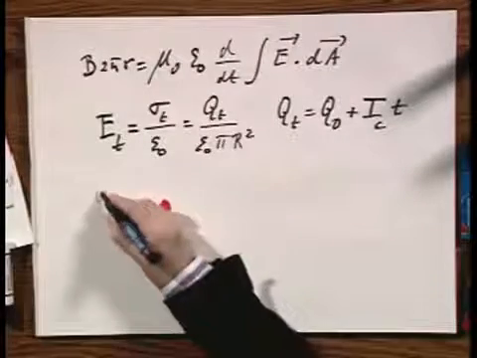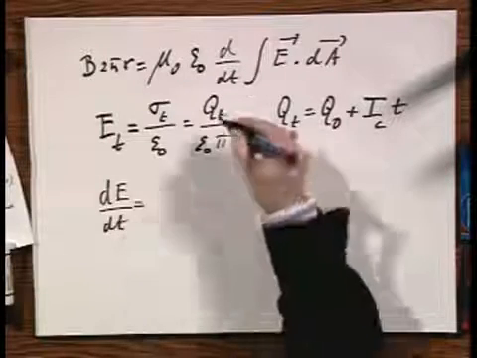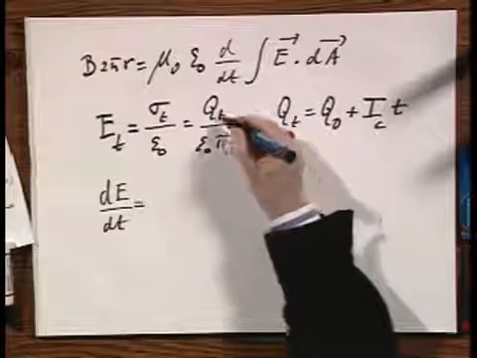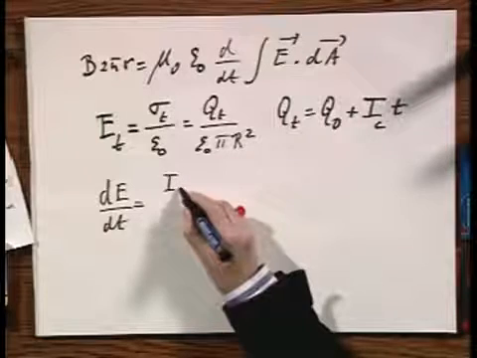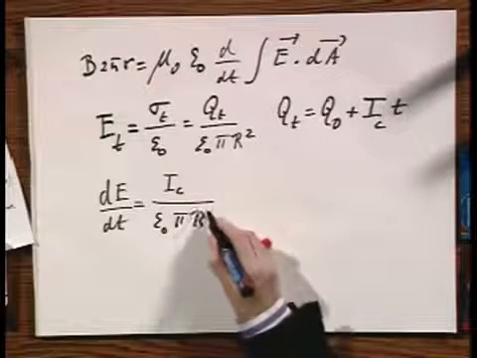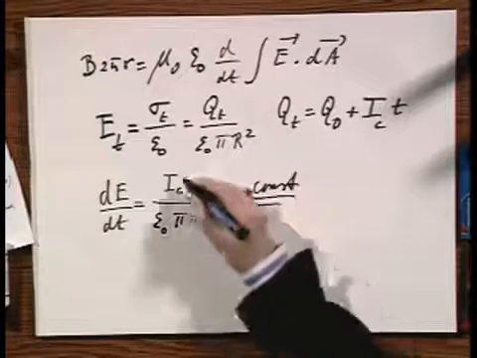And therefore, dE/dt equals dQ/dt divided by epsilon0 pi R squared. But the dQ/dt itself is the conduction current. So this is the conduction current divided by epsilon0 times pi R squared. And it is constant here because IC, the conduction current, is not changing. Later today we'll see a problem whereby the conduction current is changing. Here it's not, it's constant.